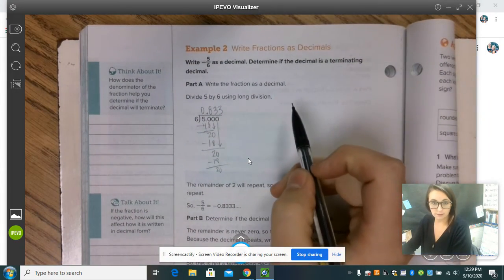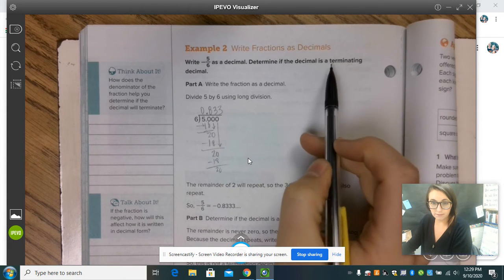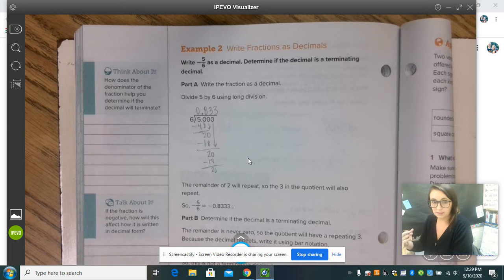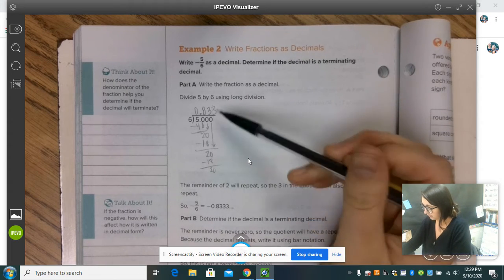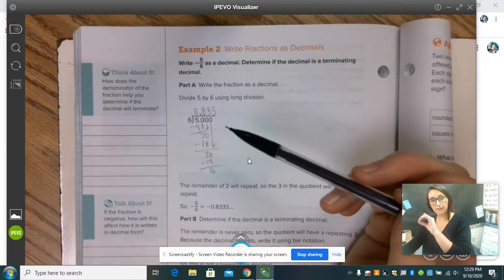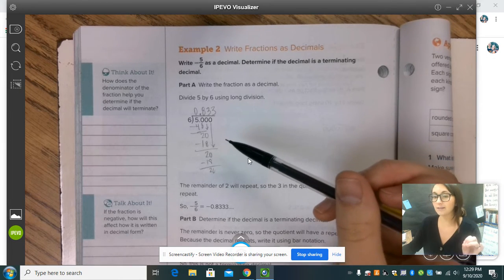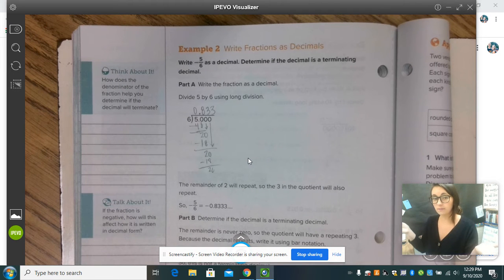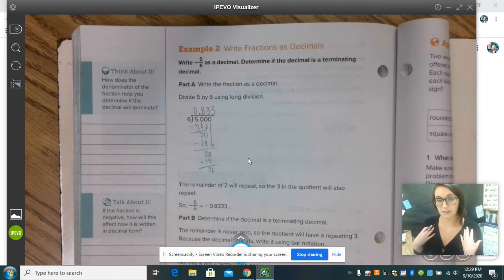All right. So, determine if the decimal is a terminating decimal. We're still doing the same thing, but what happens here is this 3 repeats over and over again. If I have a repetitive number that's not a 0, or my decimal doesn't end, it keeps going on and on and on, that's a repeating decimal. That means it does not terminate. It is not a terminating decimal.